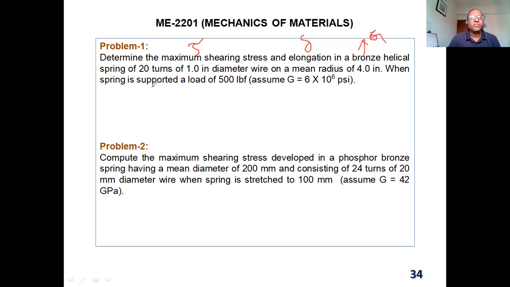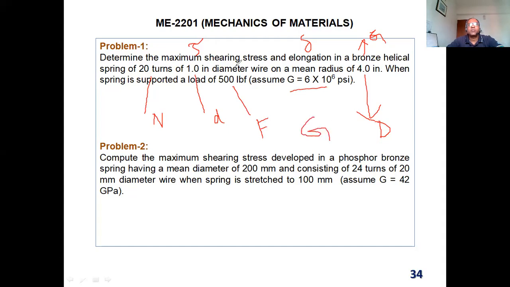Helical spring of 20 turns, that means N. 1 inch diameter wire, so small d is given. A mean radius of 4 inches, that means this is capital D. When the spring is supported by a load of 500, that means the F value is given, G is given. So you need to figure out the amount of tau and the amount of delta.